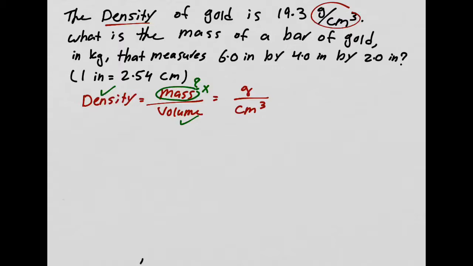So the dimension are 6.0 inches by 4.0 inches by 2.0 inches. Okay, if I do this, what I get is 48. What's the unit? Inches times inches times inches would be inches cubed. Beautiful. Here is my volume.